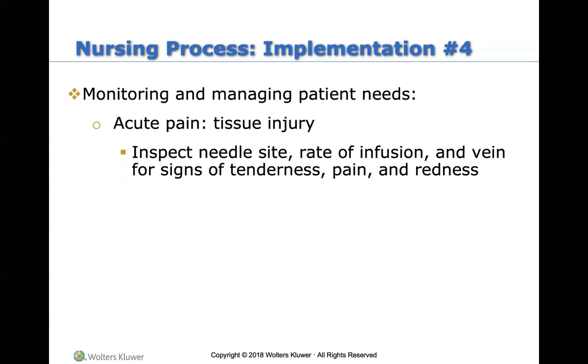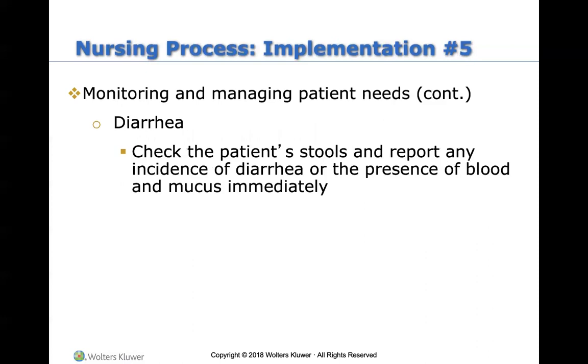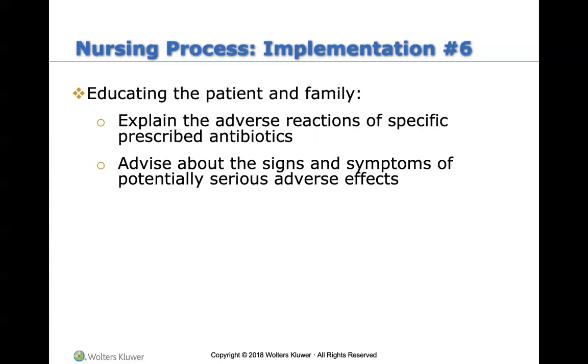Monitoring and managing our patient's needs. So in regard to acute pain related to tissue injury, we need to be looking at that needle site, the rate of infusion, and we already talked about looking at that vein for tenderness, pain, and redness, signs of inflammation. And diarrhea. Okay, educating our patient and family. They need to know what the adverse reactions are so they can be looking for them. And then we need to tell them, especially with those more serious complications, what they need to report to the doctor.